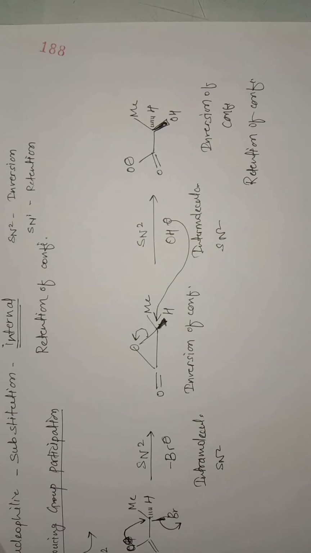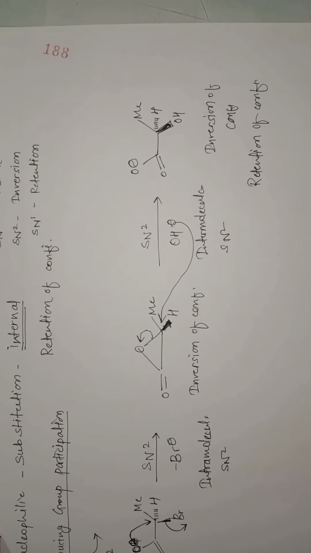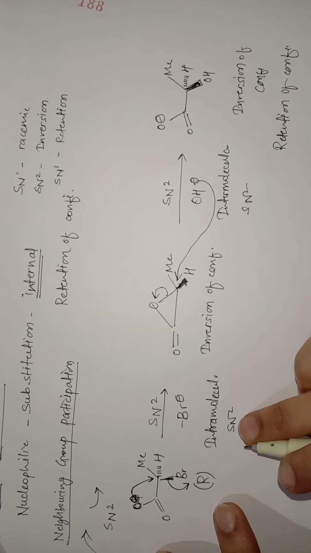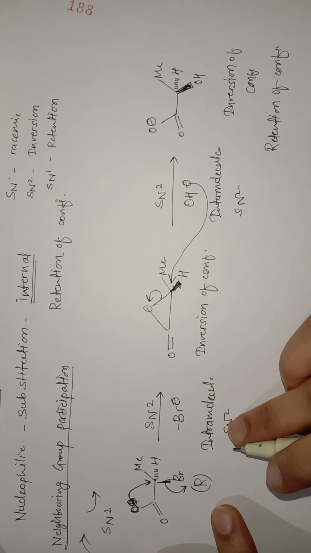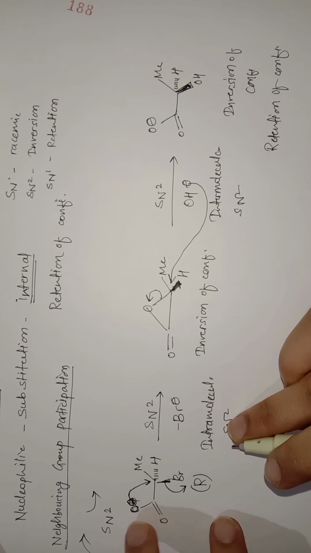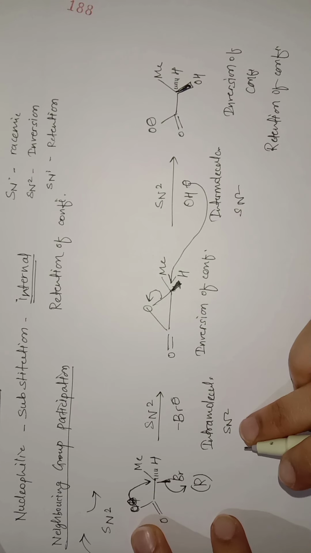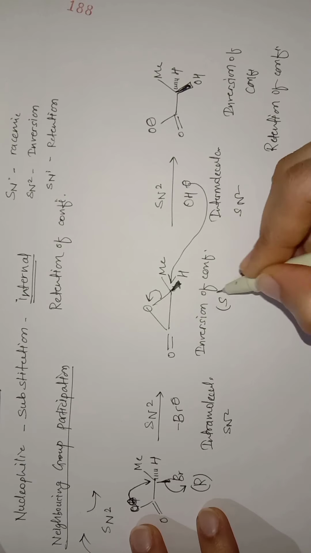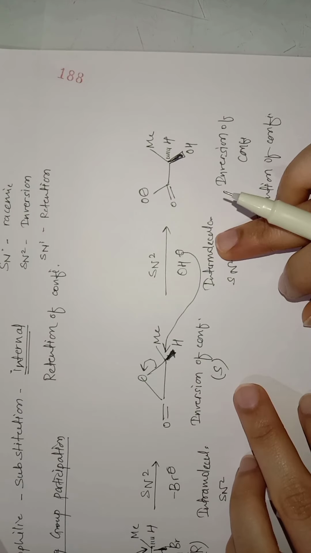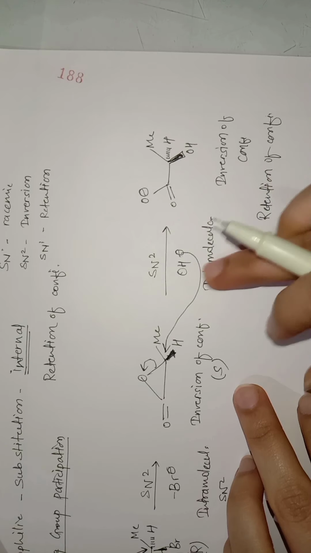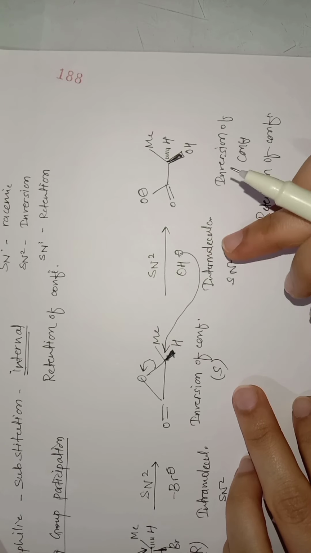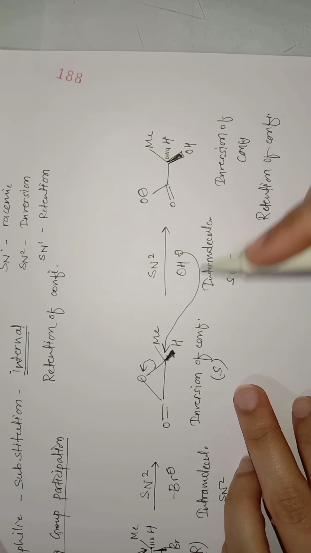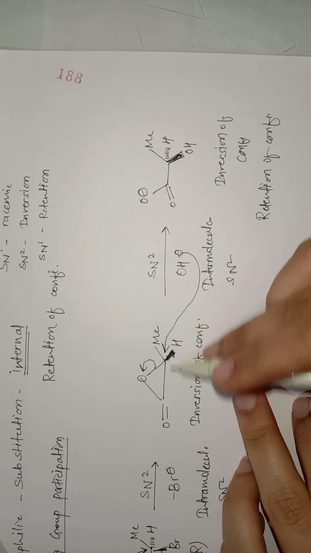Suppose here we have an R configuration, right? After the first intramolecular attack, I'm saying intramolecular attack means the nucleophile is present within the molecule. So the first intramolecular attack, that is the SN2 attack, will change the R configuration to the S configuration. And now the second, intermolecular attack means this nucleophile is acting as a nucleophile from the outer side, from a second molecule, outside of this molecule. So it is intermolecular. Two different molecules are reacting.